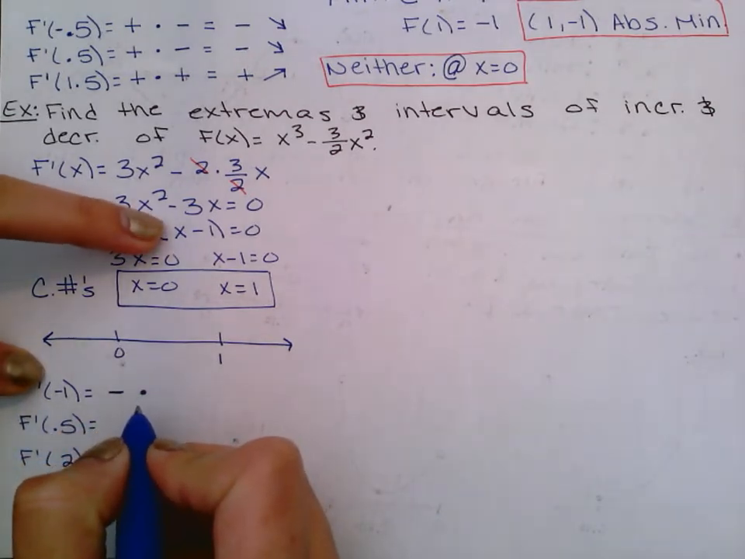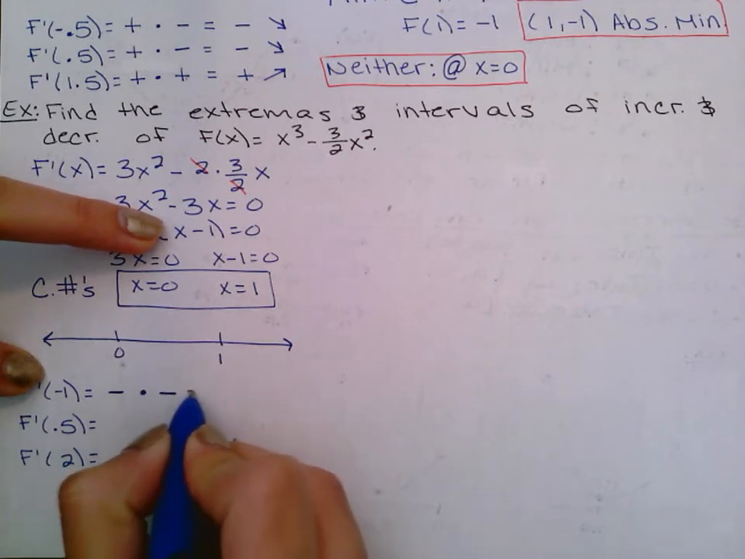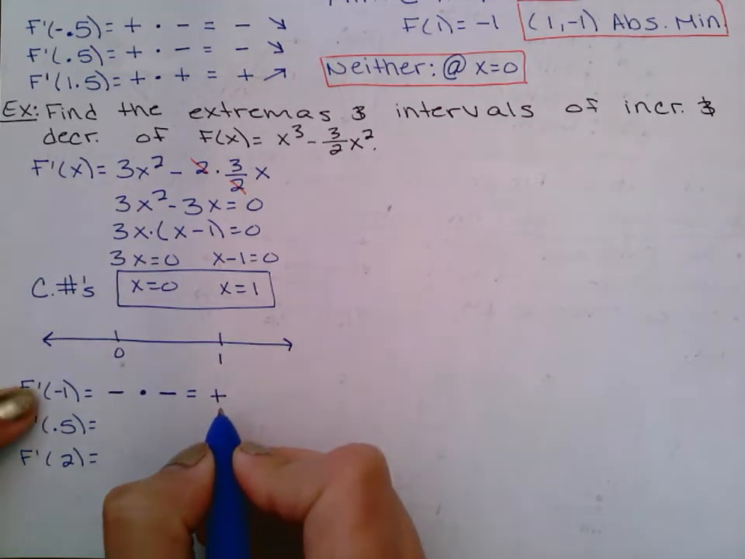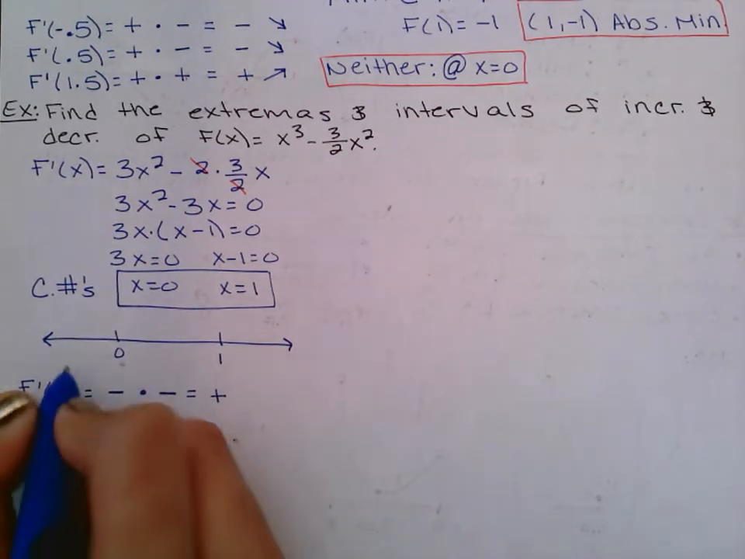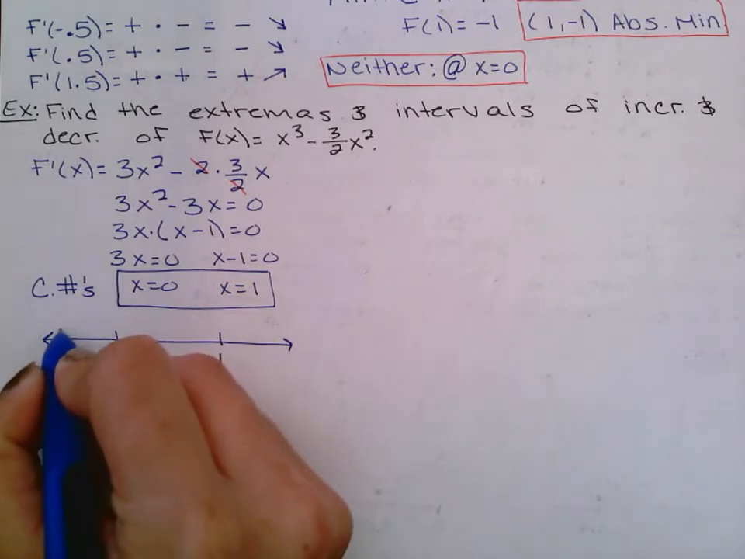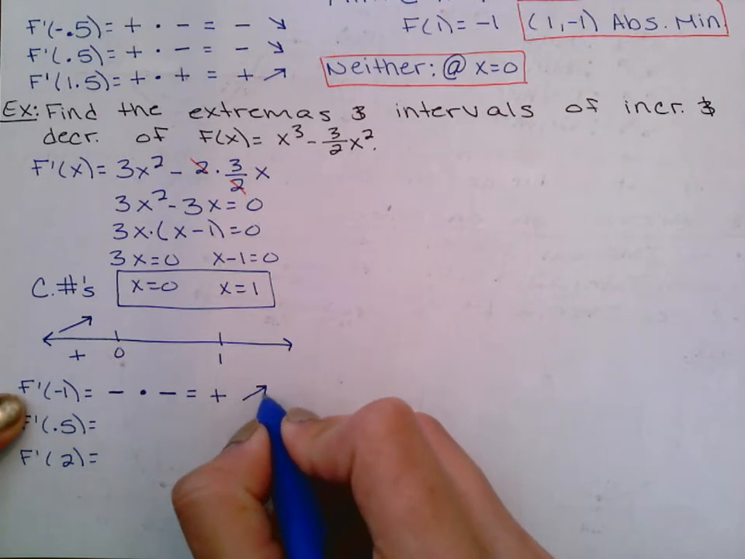And now if I put a -1 in here, -1 minus 1 is -2. That's another negative. Negative times negative is positive. So at -1, the derivative is positive, which means my slope is positive, meaning I was increasing. Okay?